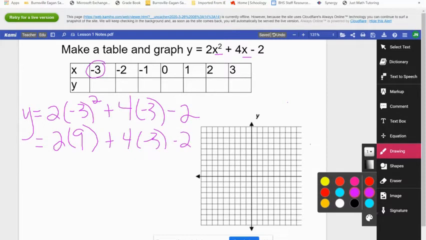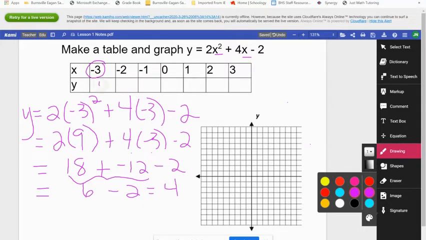The next step, I should do all my multiplying. So 2 times 9 is 18, plus 4 times -3 is -12, minus 2. And then I'm going to combine like terms from left to right. So 18 plus -12 is 6. 6 minus 2 is 4. So that means that at -3, the y value is 4. What I'd like you to do is pause the video and, on your scratch paper, find the y values for all these x's up here in the table. And then when you're ready, press play again and check your answers.